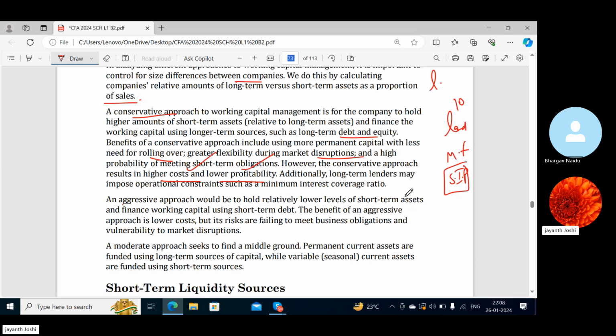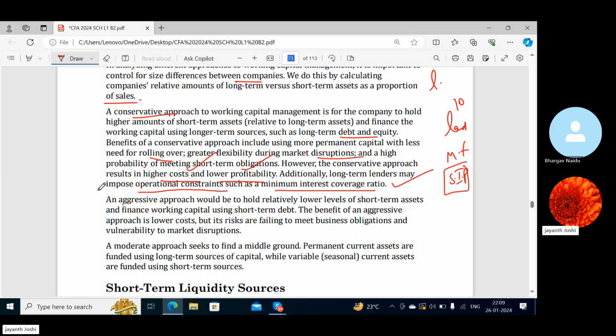Additionally, long-term lenders may impose operational constraints such as minimum interest coverage ratio. That means the long-term lenders may ask company to maintain a particular interest coverage ratio always. Otherwise, they have certain covenants. Covenants are nothing but conditions. If company is not able to maintain let's say interest coverage ratio of 8 or 10 times, then they may impose certain restrictions or they may demand their money. So such kind of conditions would be there.